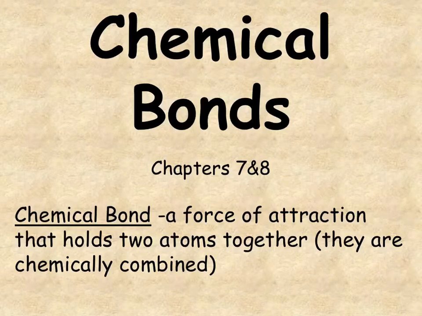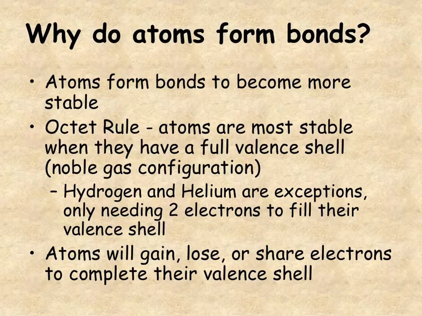Okay, our next topic is called chemical bonds, and we're only going to talk about 3 types of chemical bonds in this particular tutorial lesson: ionic, metallic, and covalent. And we define a chemical bond as a force of attraction that holds 2 atoms together. They are chemically combined. They are not physically combined, they are chemically combined.